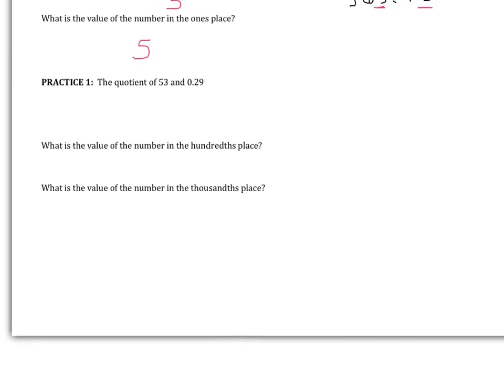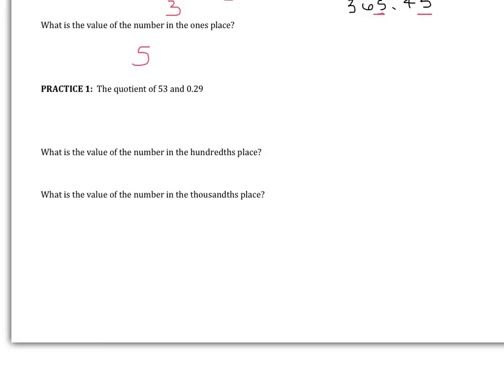Okay, I want you to go ahead and try practice number 1. Go ahead and pause the video, try practice 1, and then when you're ready, press play, and you can see the answer. Okay, quotient means divide, so we should have divided. And what is the value of the number in the hundredths place? That would be 5. And in the thousandths place, that would be 8.